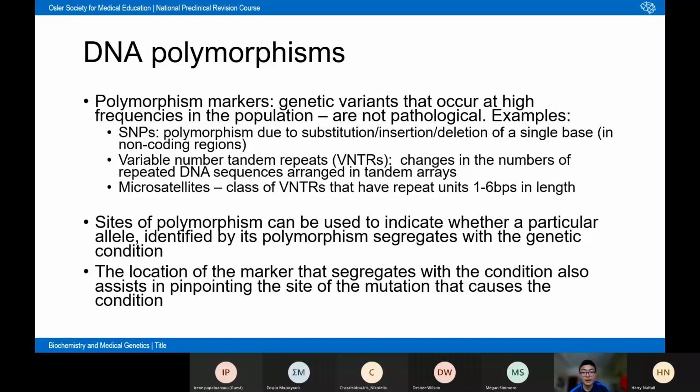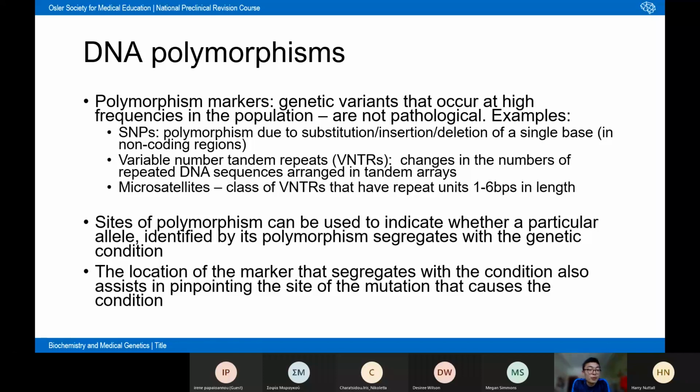These tend to be repeats between, I think, 10 to 100 nucleotides in length, and they are all clustered and orientated in the same direction, hence tandem arrays. And thirdly, we have microsatellites, which are a class of VNTRs that have repeat units 1 to 6 base pairs in length. So they're a bit smaller, so we can differentiate them from the VNTRs. The VNTRs are also referred to as minisatellites and microsatellites based on the length of these repeat sequences.